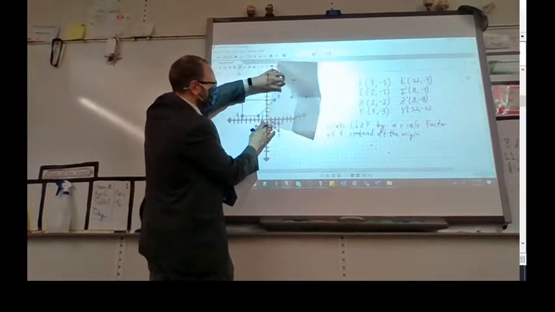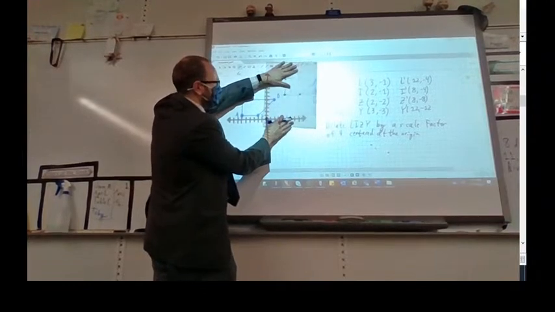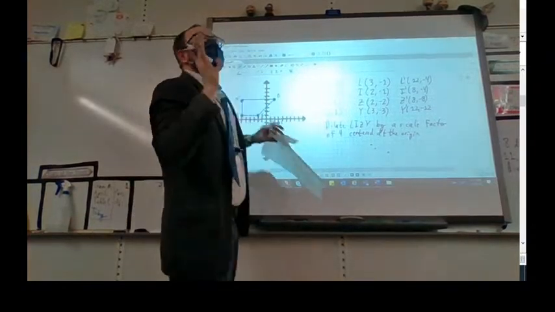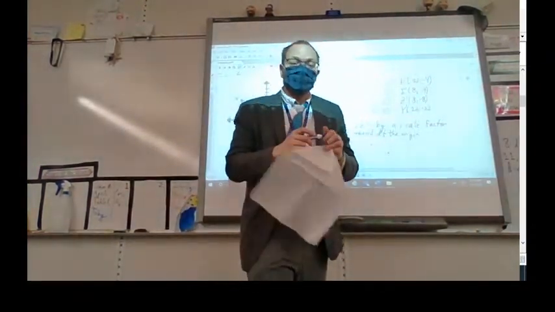Rotate it 90 degrees around the origin, and then you can translate it and get something that matches up, okay? There is a self-assessment that's just like this, guys. Do the best that you can.